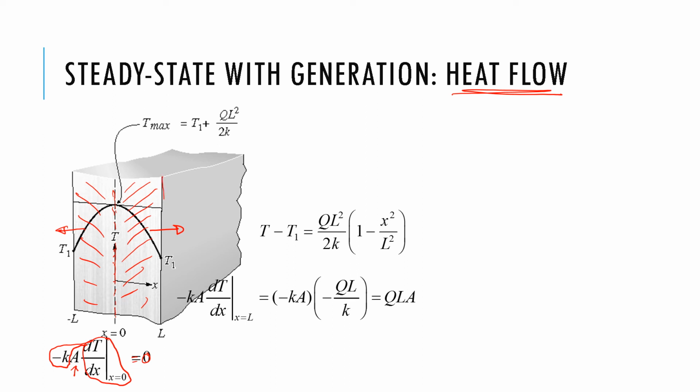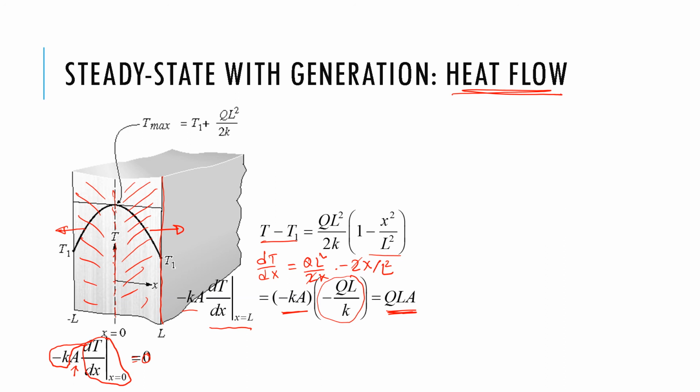Okay, but let's look at the heat flow at this surface. That is minus kA dT dx at x equal to L. So minus kA times what is my dT dx? I have T given by this. So dT dx is equal to QL squared over 2k times minus 2x over L squared. If I plug in x equal to L, these two cancel, and I get minus QL over k. So that's my dT dx.